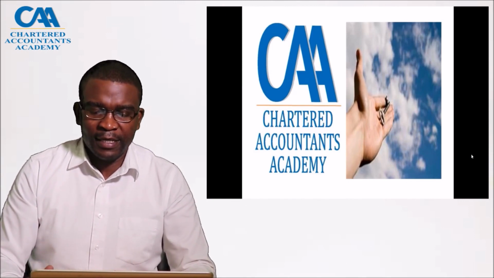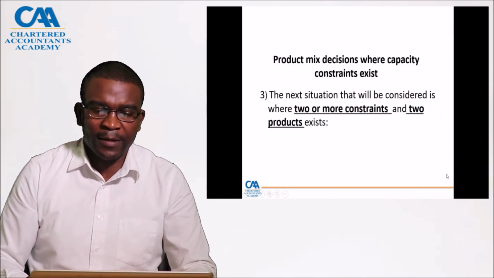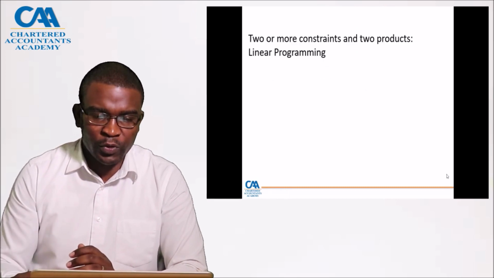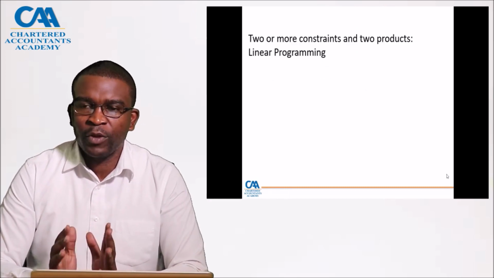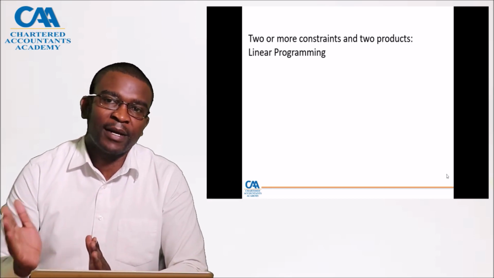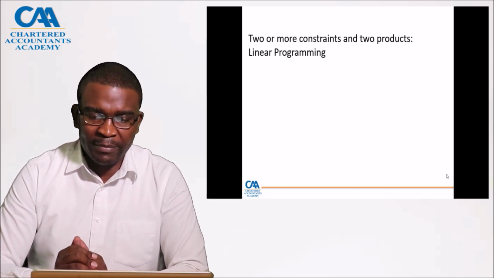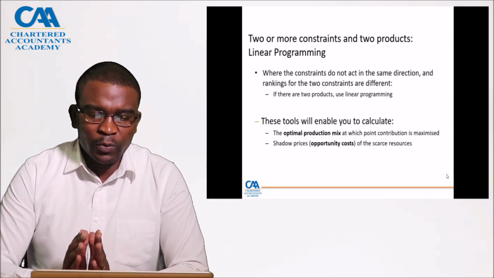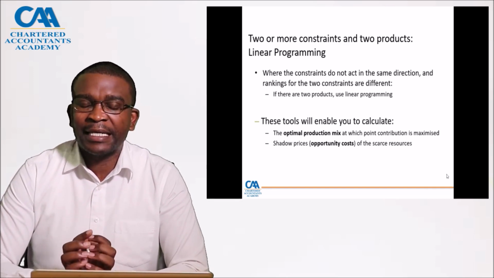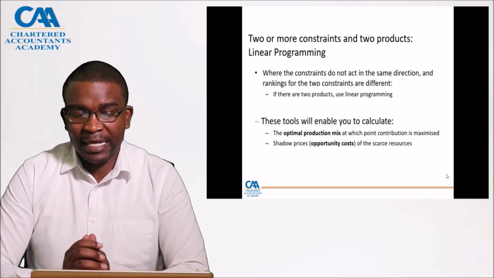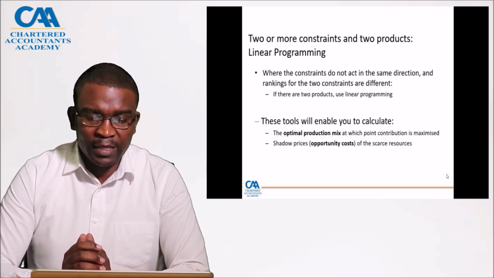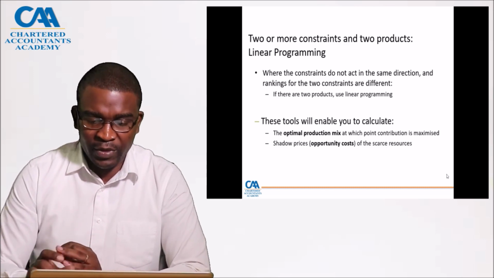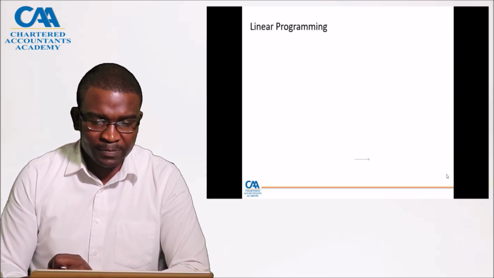Maximization. In this particular segment, we want to look at product mix decisions where we've got two or more constraints. In this case, we're going to use what we call linear programming. Because the constraints are not giving us the same ranking, we cannot use the contribution per limiting factor. So the next best method is linear programming. This is where the constraints are not acting in the same direction, and so the rankings are different. We're going to use linear programming to calculate the optimal production mix, as well as shadow prices, which are opportunity costs.